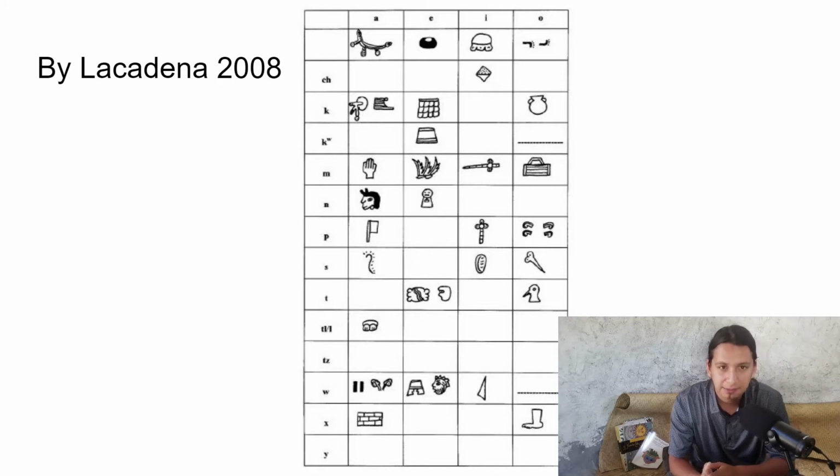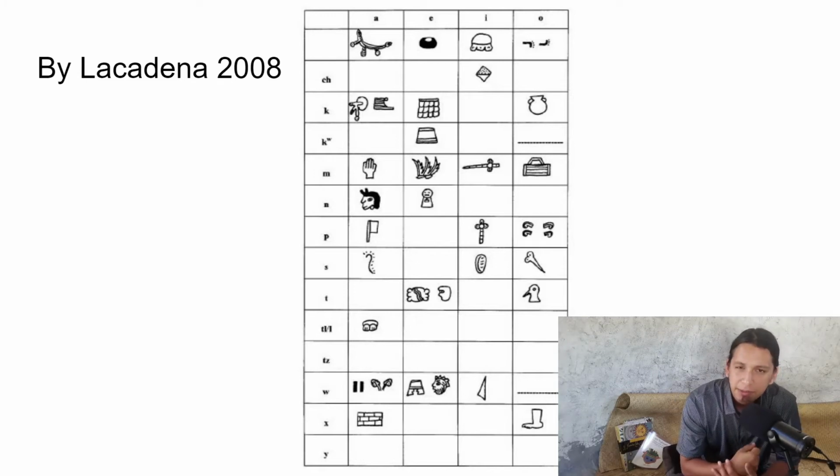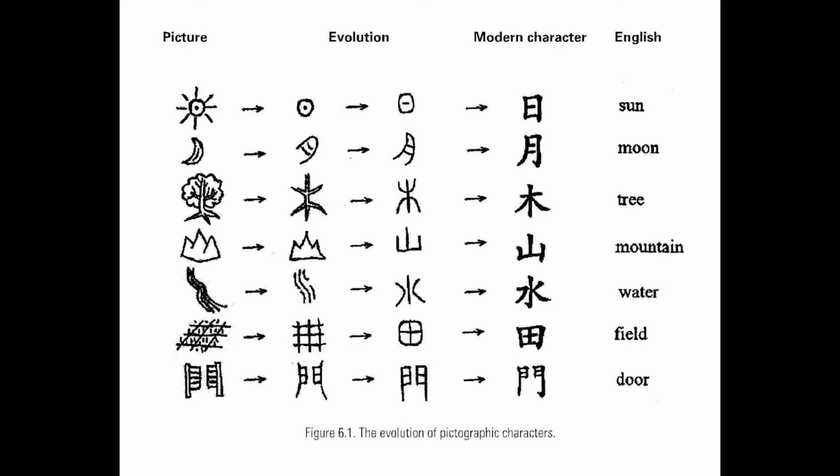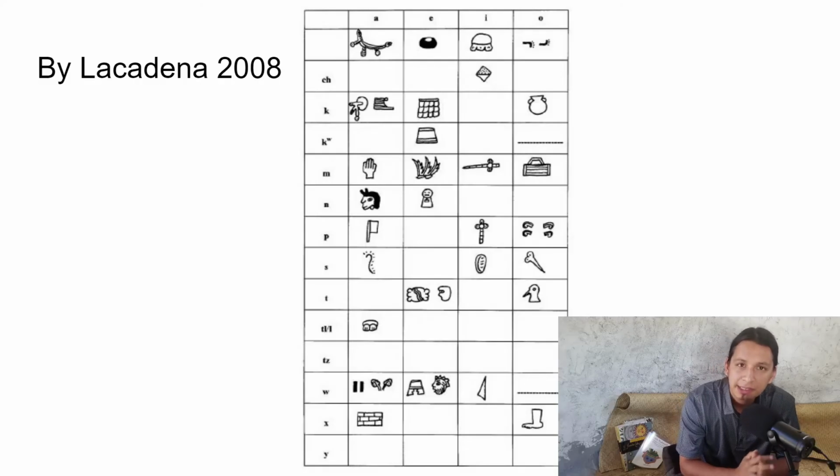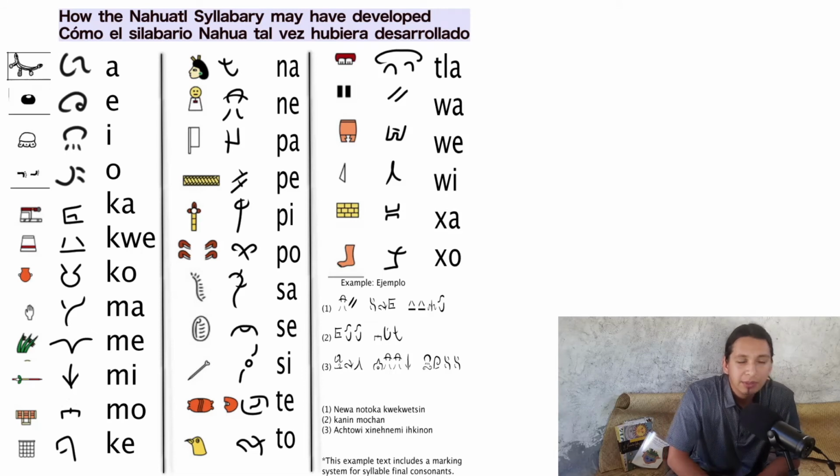But I asked the question, if you were to take this syllabary and simplify it in the same way that ancient Chinese hieroglyphs were simplified into their writing system, how would this look like? So I came up with one system of a syllabary, a modern day syllabary that could be used. This system takes the exact syllabary components from the Nahuatl writing system and is just a simplified version of those.